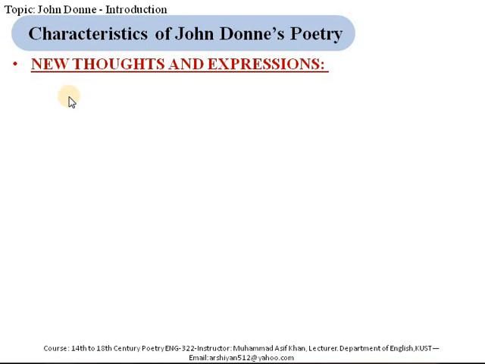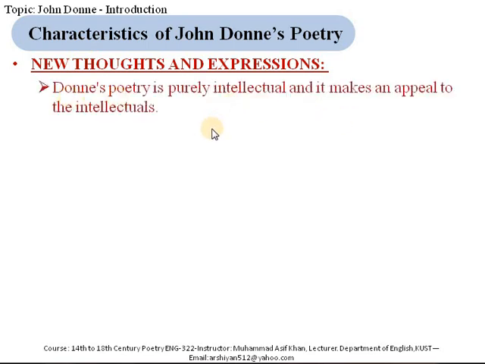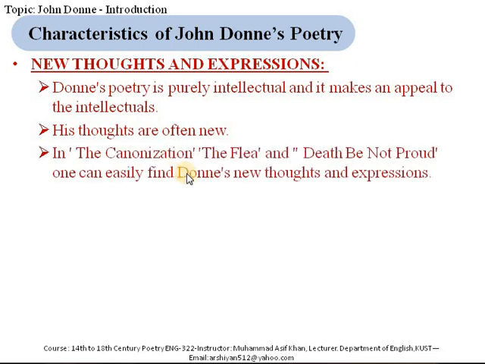So his poetry comprises new thoughts and expressions, and Donne's poetry is purely intellectual, and it makes an appeal to the intellectuals. Itself it is intellectual poetry, comprising new thoughts and new expressions with very unconventional topics and an unconventional type of imagery. We see it appeals to the intellectuals, and the reason is that his thoughts are very unique, very new, and the manner in which he expressed his thought is also very new. In short, he played with thoughts, and we find these examples in works like The Canonization, The Flea, and Death Be Not Proud. We can easily identify the new thoughts and expressions in his works.